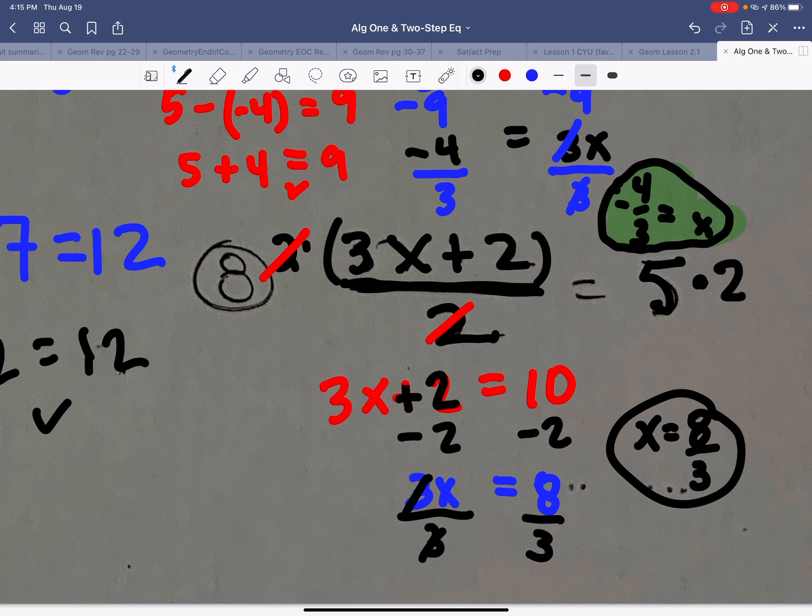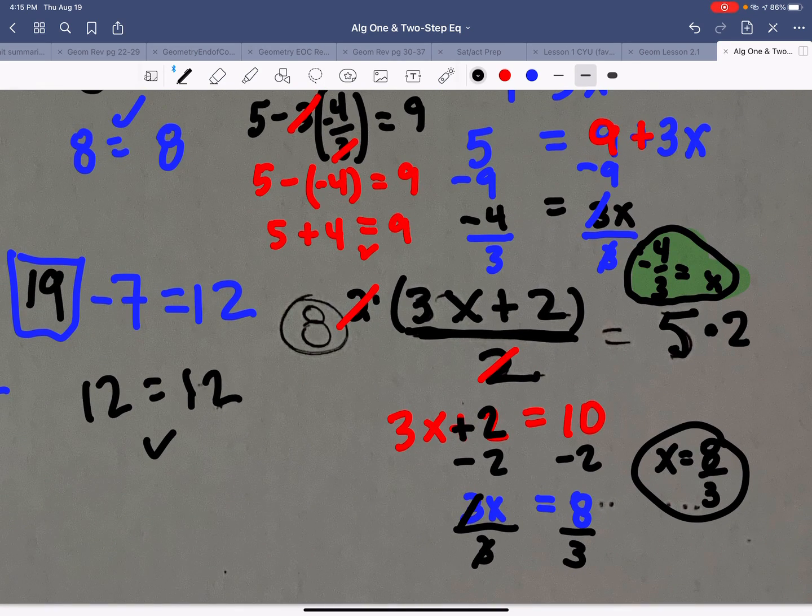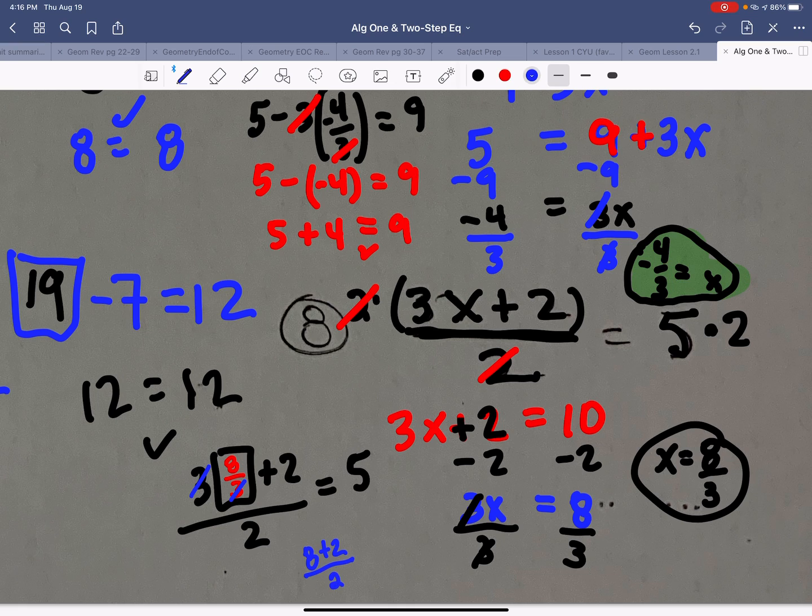So let's plug back in and make sure we get the right answer. So our original equation was 3 times a mystery number plus 2. Divide by 2 is 5. So our mystery number is 8/3. So let's see how that works. This would cancel. 3 divided by 3 is 1, and 1 times 8 is just 8. So you end up getting 8 plus 2 in the numerator and 2 in the denominator equals 5.